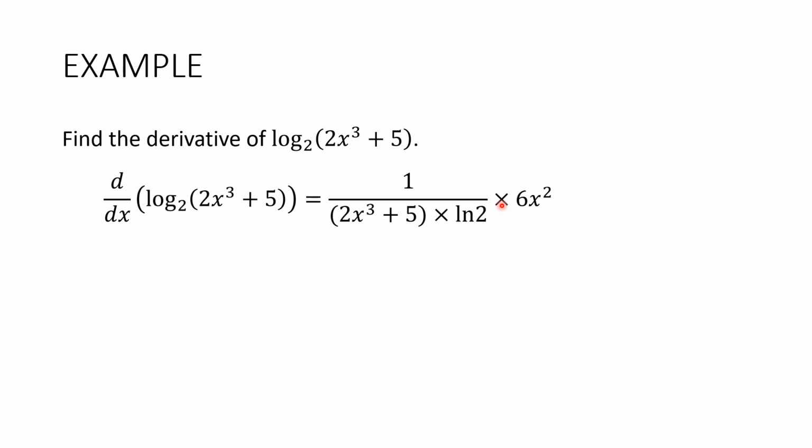And then we're going to multiply by the derivative of the inner function, which is 3 2s are 6, x squared plus 0. And then just bring this up on top, and there's our answer, 6x squared all over 2x cubed plus 5 in brackets multiplied by ln 2.